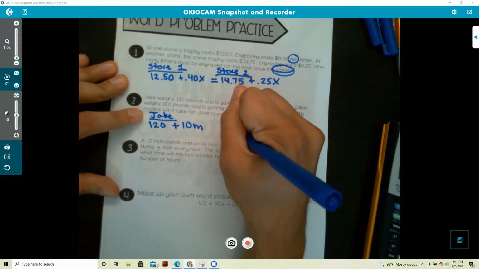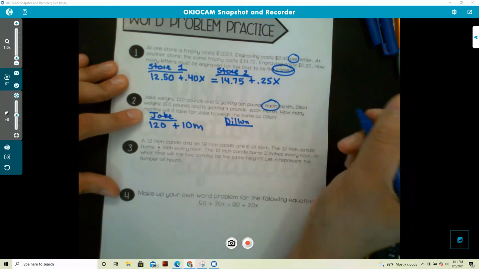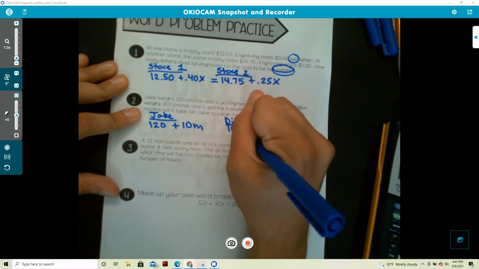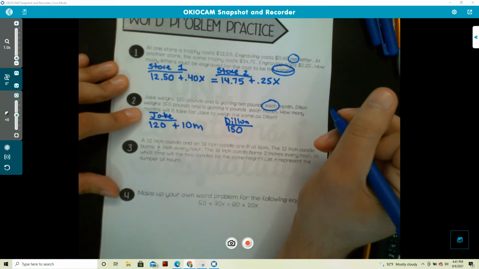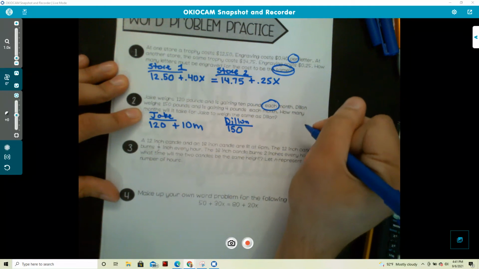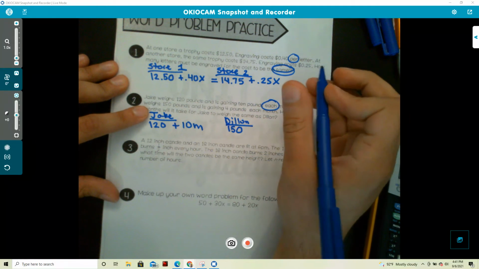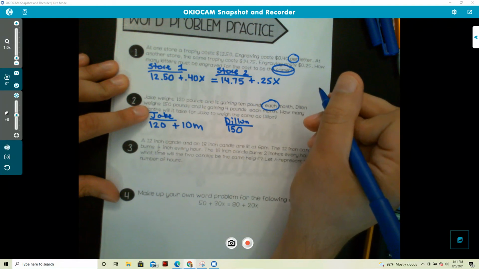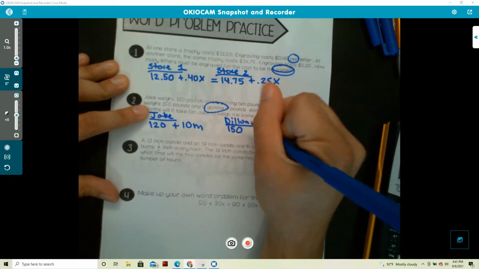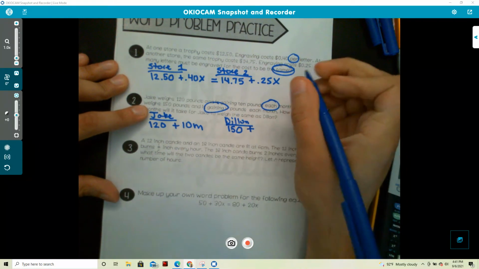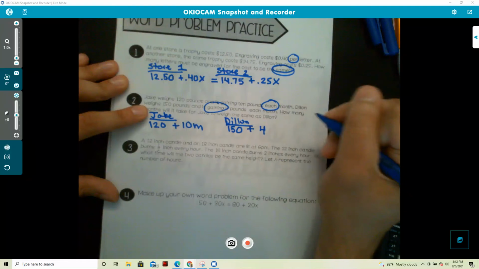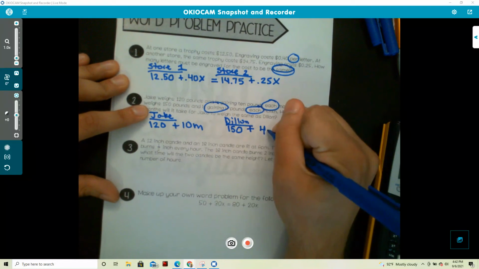Dylan weighs 150 pounds. So Dylan weighs 150. What's the starting amount? So remember, constant, the number by itself is going to be like the starting amount. So Dylan weighs 150 pounds and is also gaining. So that's going to be plus 4 pounds each month. Another variable word.